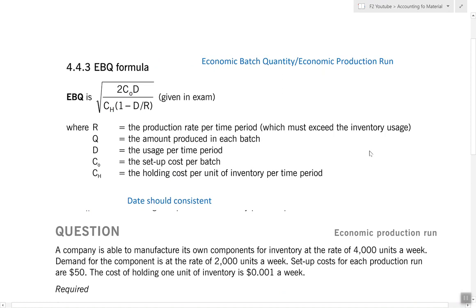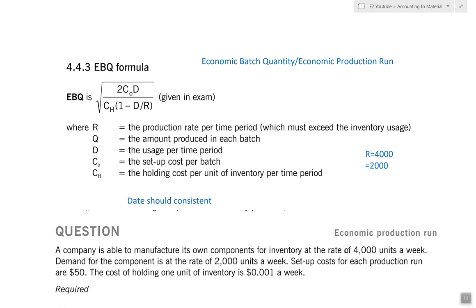Let me write that here. R equals 4,000. Q is the quantity produced each time. So Q is what we are finding, economic batch quantity. D is the demand, which in this case was 2,000. Remember, this demand is weekly, but production is also weekly. It doesn't have to be yearly. But the important thing is everything has to be the same.